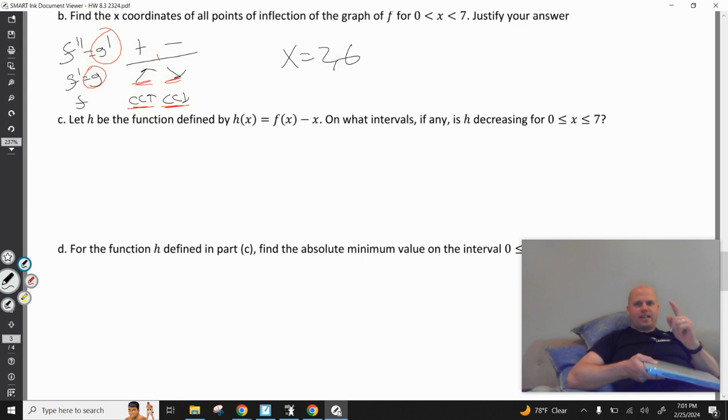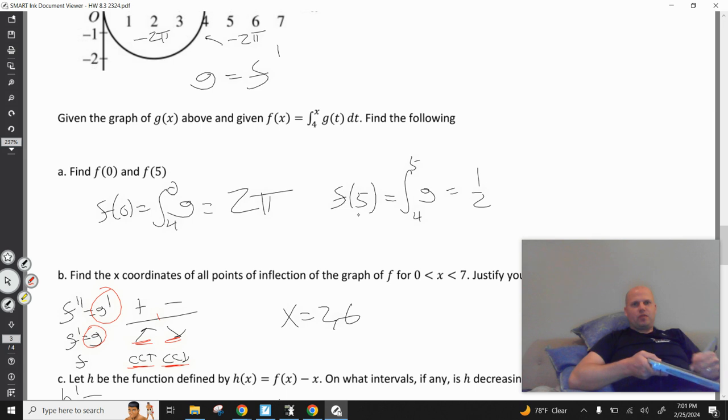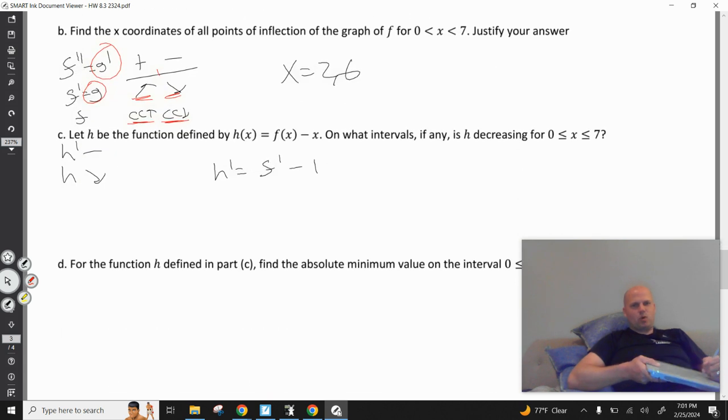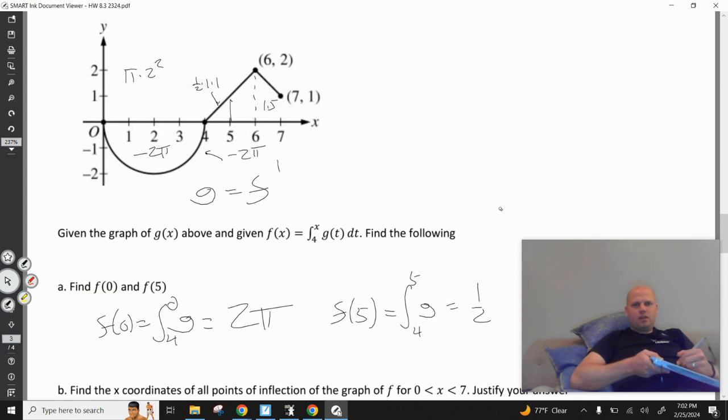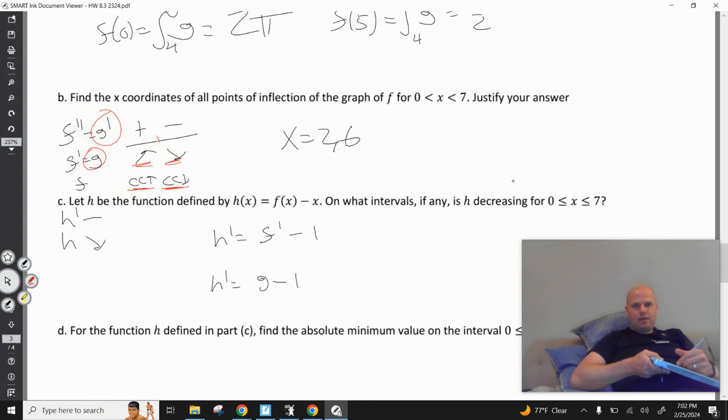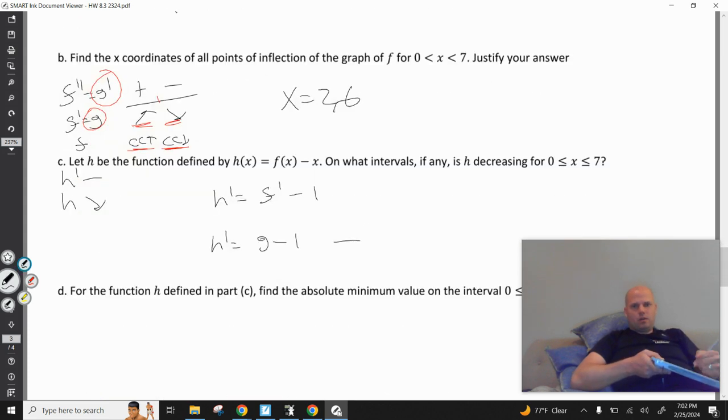H is f minus x. At what intervals is h decreasing? It's beautiful. All right, well, so h is going to go down when h's derivative is negative. H's derivative is f's derivative minus 1. F's derivative is g minus 1. H prime is g minus 1. Okay. When is g minus 1 negative? That's when h is decreasing.